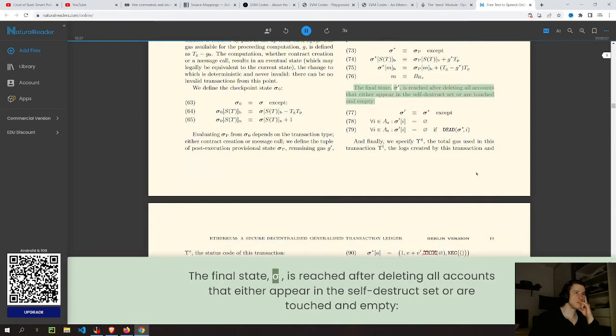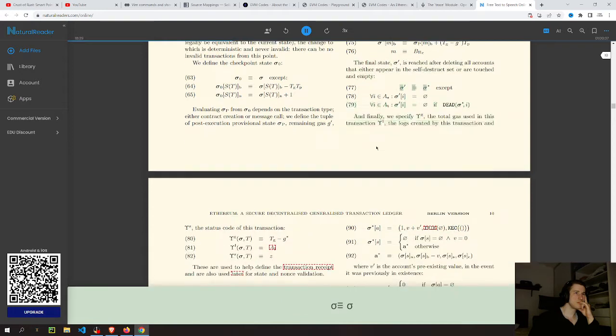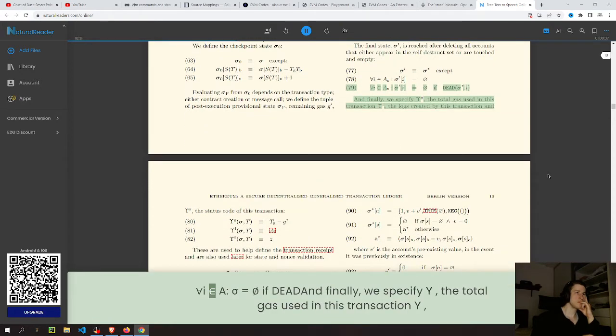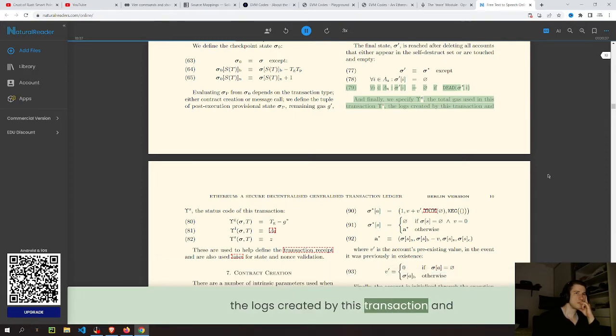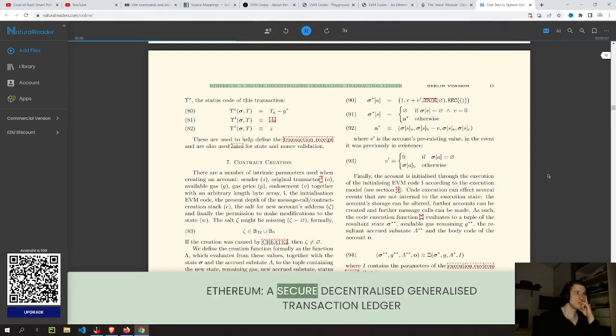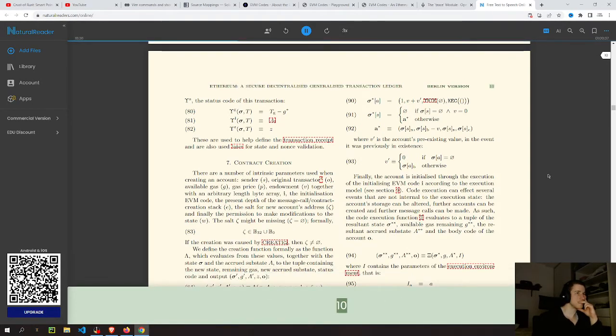The final state, σ', is reached after deleting all accounts that either appear in the self-destruct set or are touched and empty. σ' ≡ σ*, except σ'[i] = ∅ for i in A_s, and σ'[i] = ∅ if DEAD(σ*, i). And finally, we specify Υ^g, the total gas used in this transaction, Υ^l, the logs created by this transaction, and Υ^z, the status code of this transaction. Ethereum: a secure decentralized generalised transaction ledger, Berlin version 10.